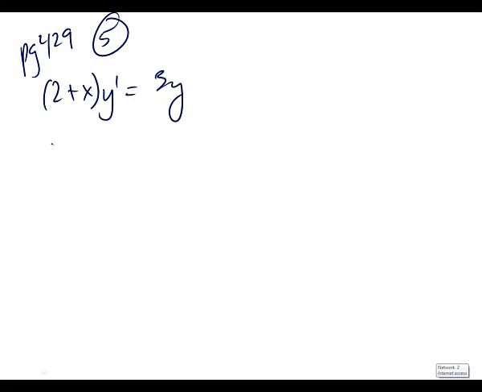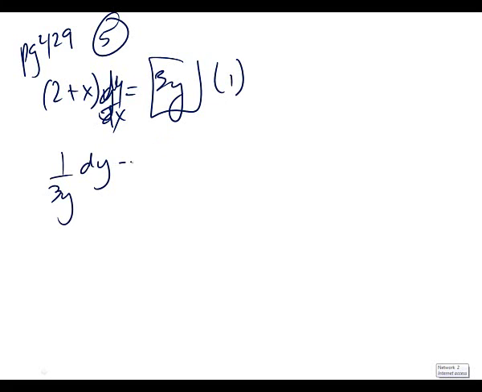Okay, I think this one is probably the last one, I'm guessing. 429, number 5. So you've got 2 plus x, y prime equals 3y. So instead of y prime, I'd probably write it as dy dx. I've got to take this to the other side and this to the other side. So how do we move that? You divide. So you've got 1 over 3y dy equals, and I'm going to take this to the other side by doing what? Division. 1 over 2 plus x dx.